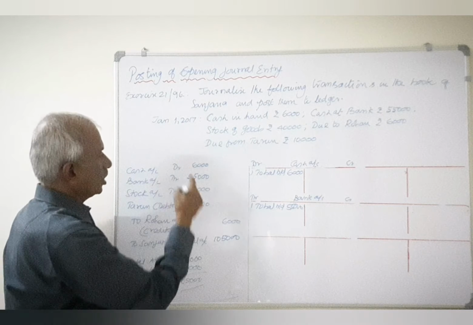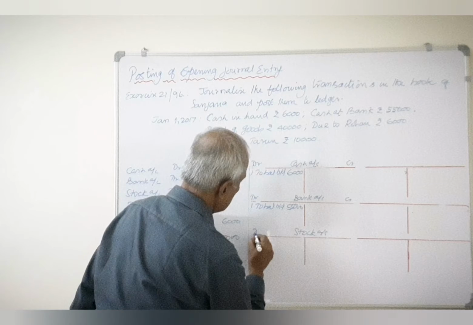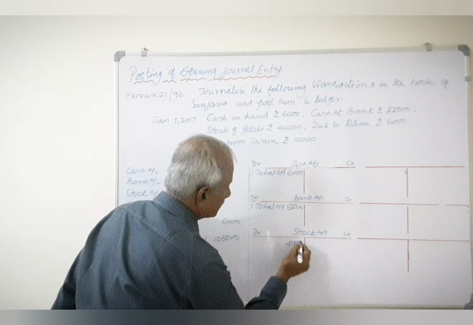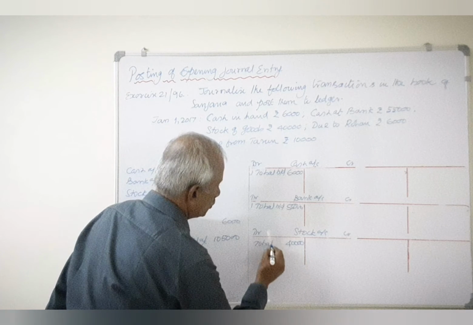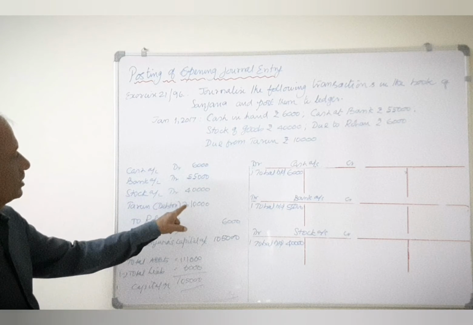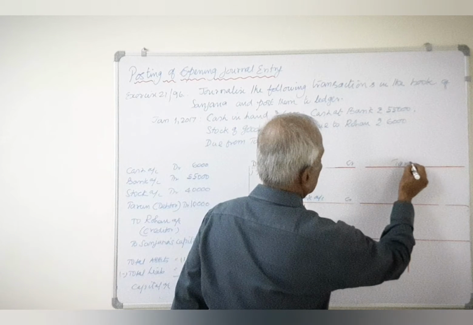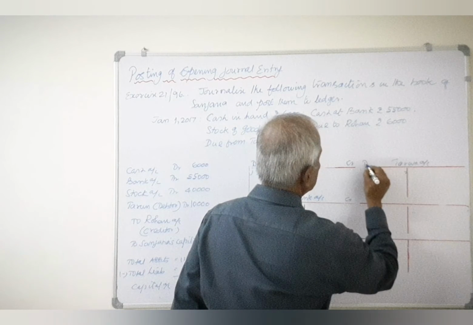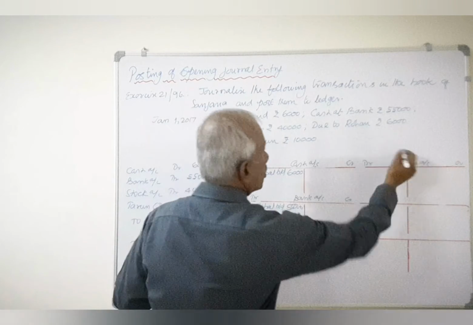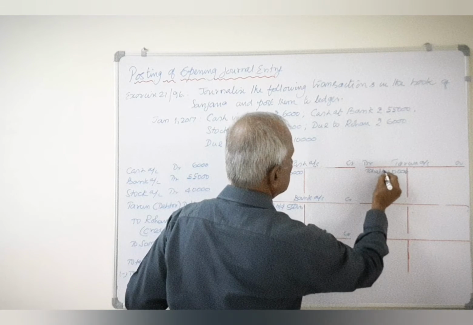On the debit side of the stock account 40,000. So let us open stock account. This is debit side and this is credit side. So on the debit side of the stock account 40,000. Against it you record it as to balance brought down. Then Tarun account debtor 10,000. So on the debit side of the Tarun account 10,000. So again it is to balance brought down.